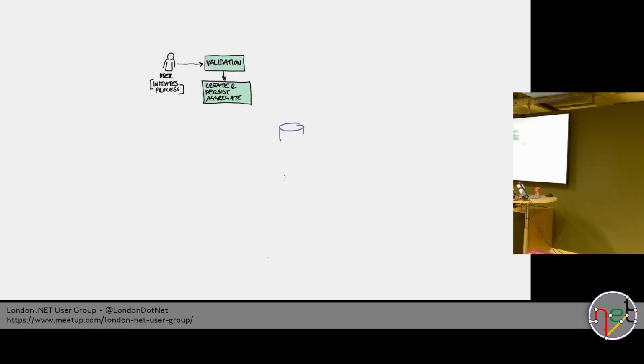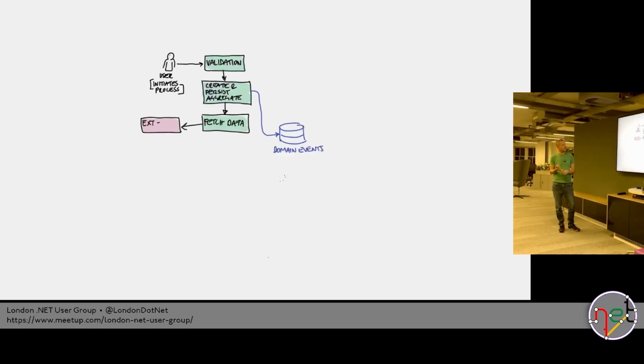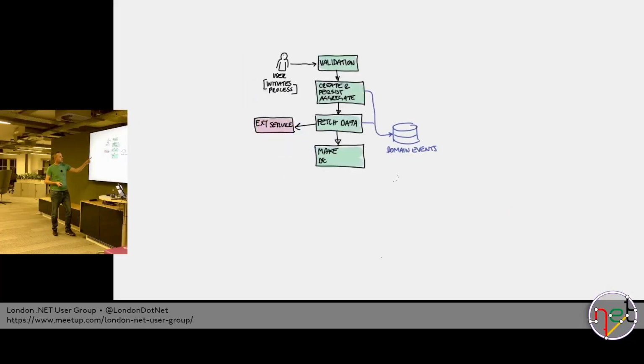So for that, we'll need a database, and in that database, we're going to have some domain events. And then we might call an external service, so perhaps like an accounts domain service. Let's check that the account exists, it's in the right state, and maybe it supports the right currencies. We'll make some decisions based on that data that we've just fetched.